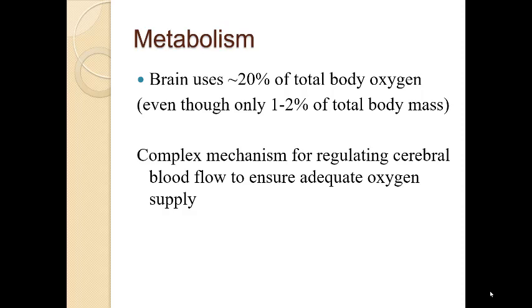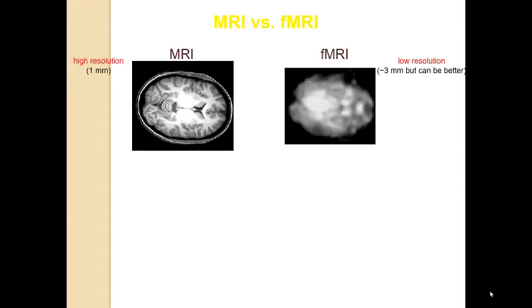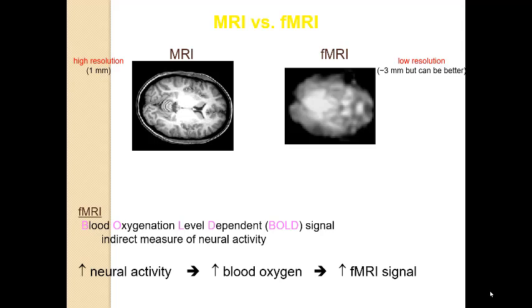So when a neuron fires, a bunch of oxygenated blood has to flow in. And what the MRI signal is doing is it's trying to detect the oxygen level. As neural activity goes up, blood oxygen level goes up, and the fMRI signal should go up as well. This is called the blood oxygenation level dependent signal, or the BOLD signal.